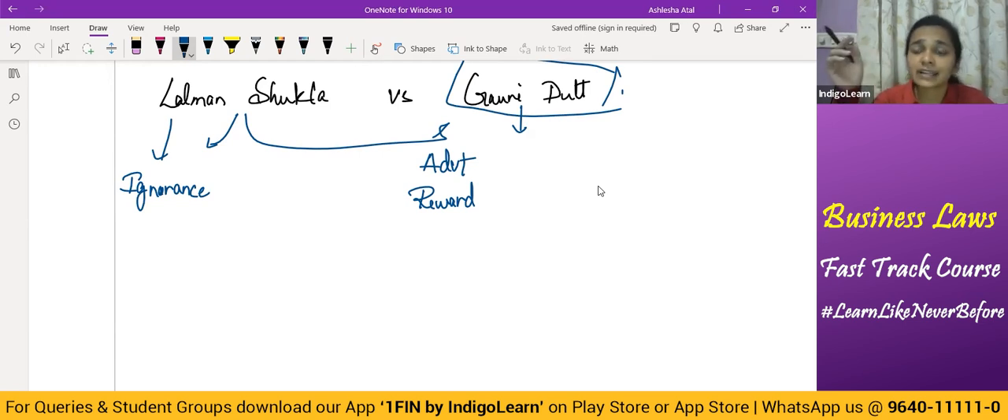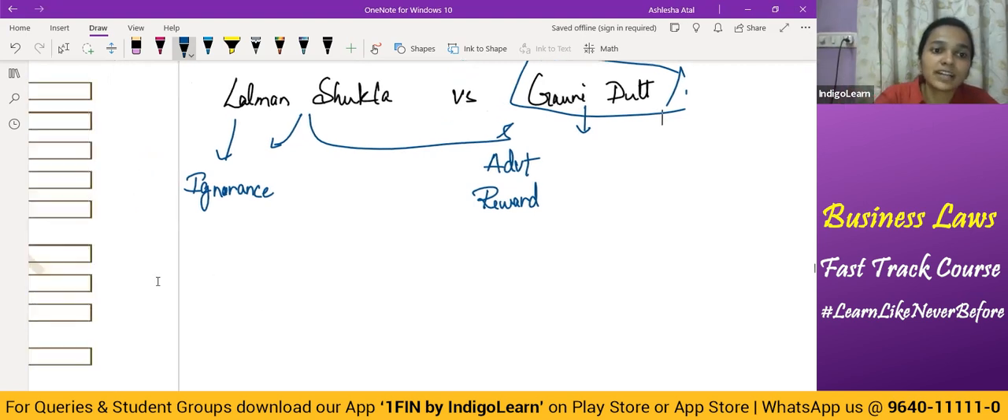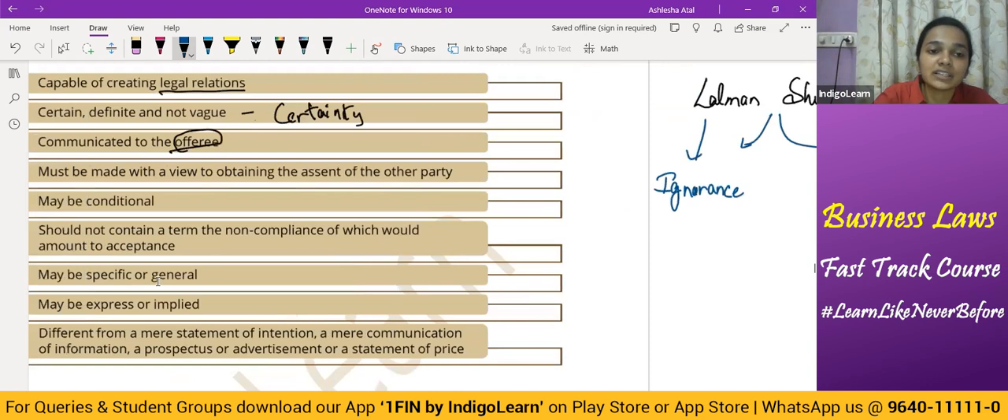So if someone is acting in ignorance of the offer, if the offer is not communicated to a person, that person cannot accept the offer either. So communication of offer to the offeree is very important. The offer has to be communicated to the offeree.